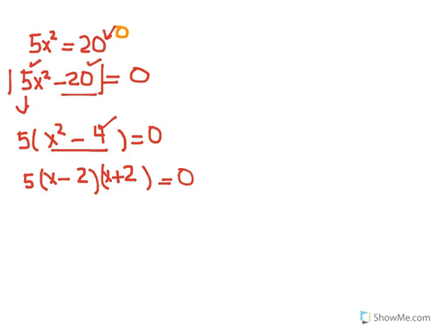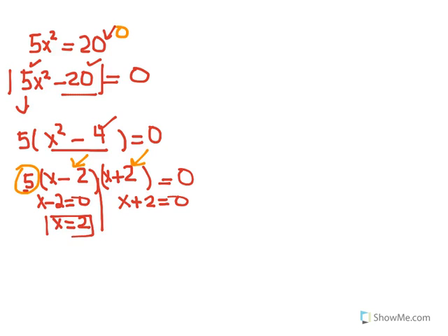Now let me use the zero product property. So the answer will be either this is 0. This cannot be 0, okay? This number is a constant. So the only factors that can be 0 are this and that. So we have x minus 2 equals 0 and x plus 2 equals 0. If x minus 2 is equal to 0, add 2 on both sides, x equals 2. If x plus 2 is equal to 0, x equals negative 2.